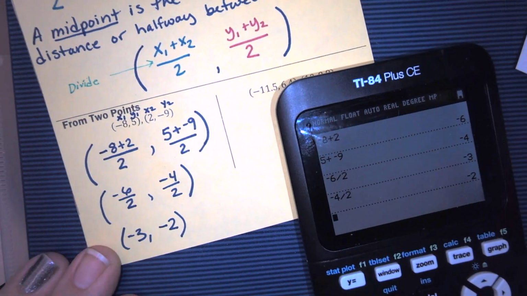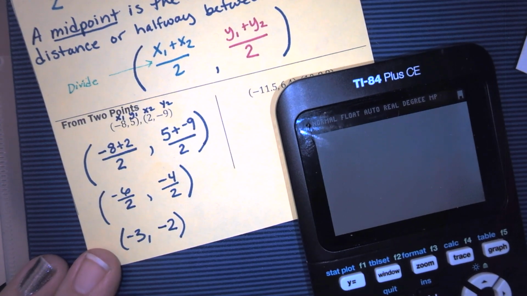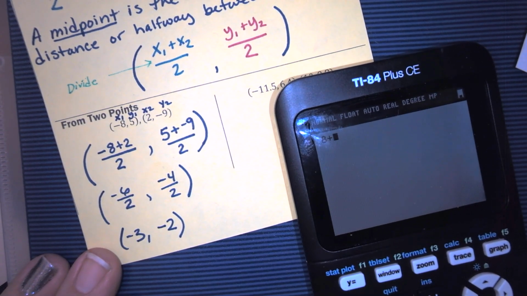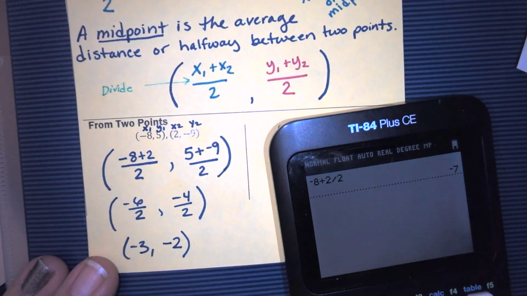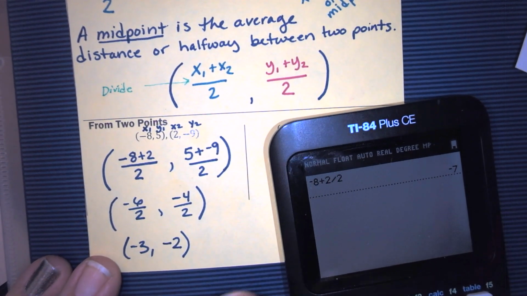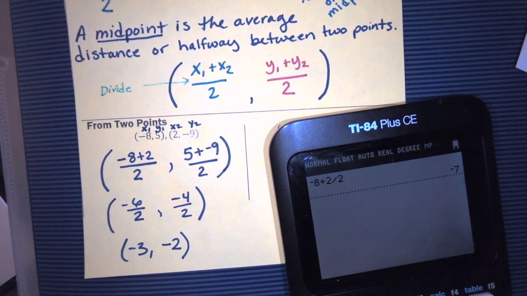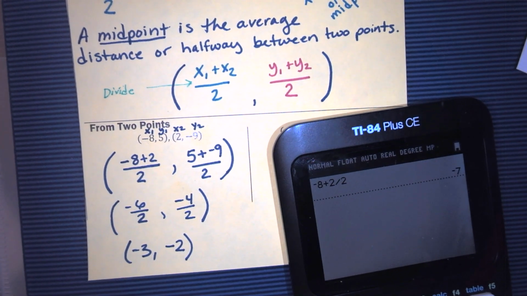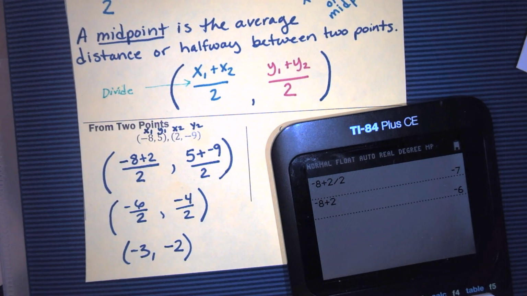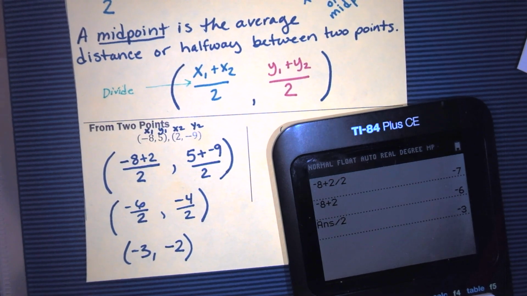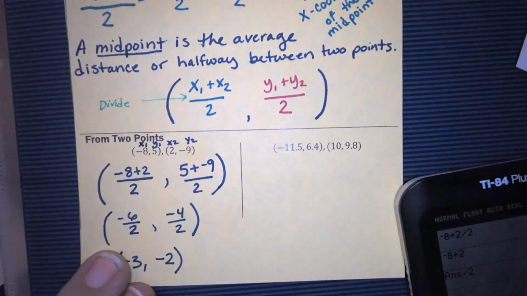Look, if I do -8 plus 2 divided by 2 all in my calculator, sorry, there's a glare. If you're looking, it comes out as -7, not -3. I need to do it one step at a time. Otherwise, the calculator doesn't use the right order of operations. So -8 plus 2 first, hit enter, then divide by 2 to get your -3. So go ahead and pause the video, try this one.